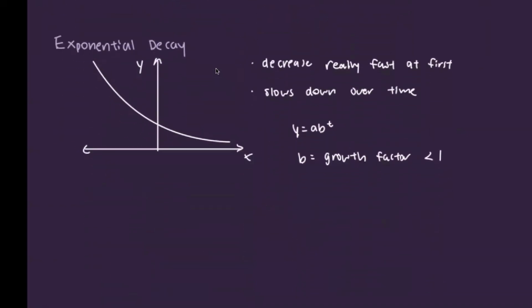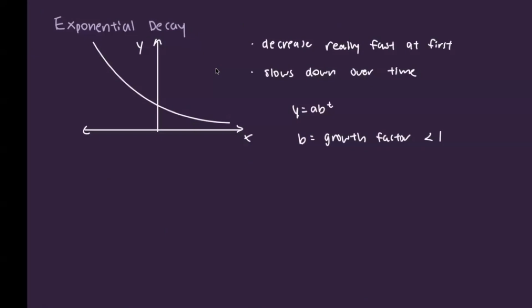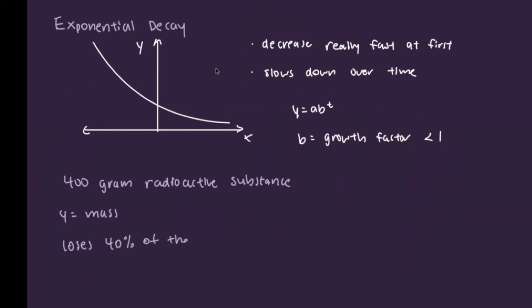Let's take a look at a little example. Let's say we have a 400-gram radioactive substance, and Y is the mass of the substance. And let's say that it loses 40% of the mass every year. So our unit T equals to number of years.